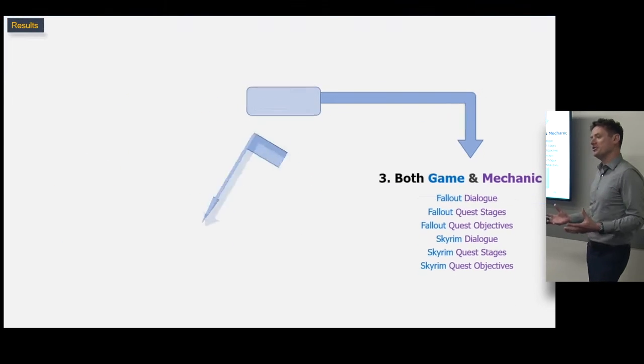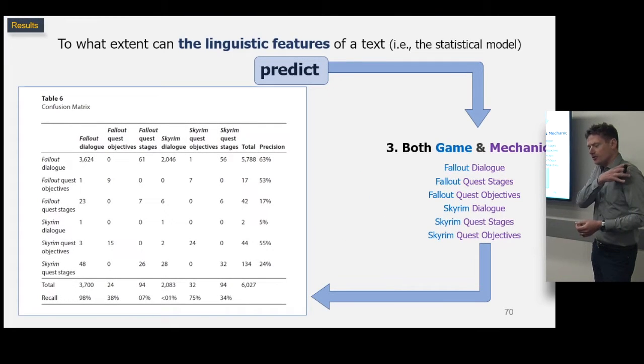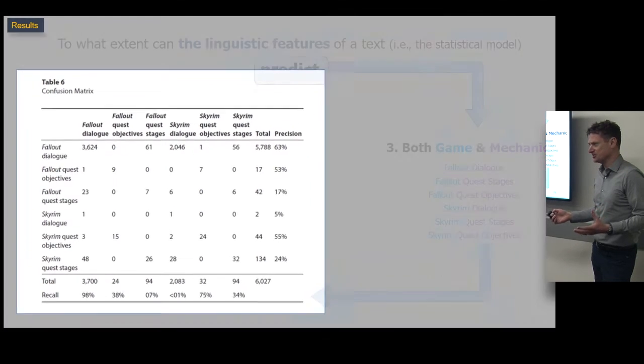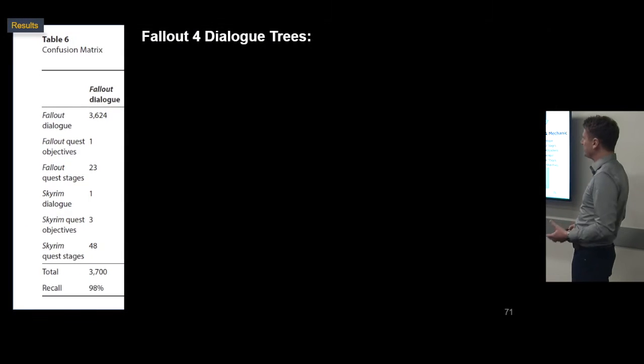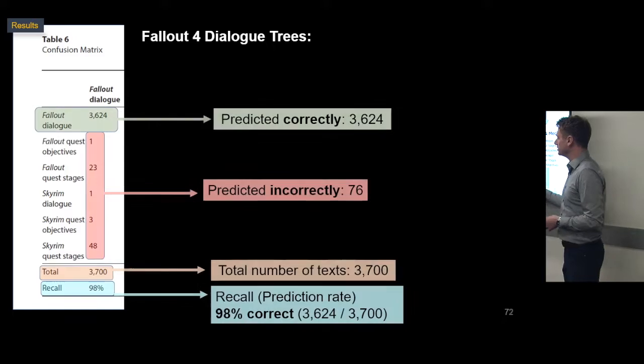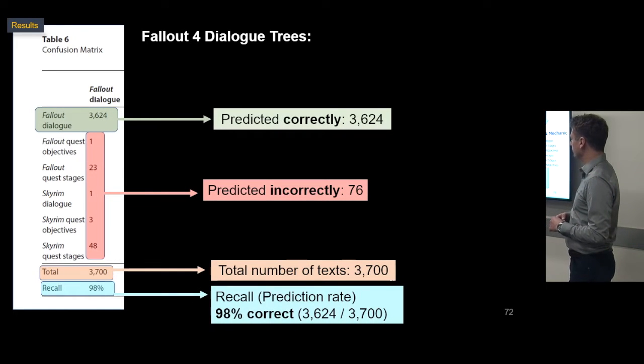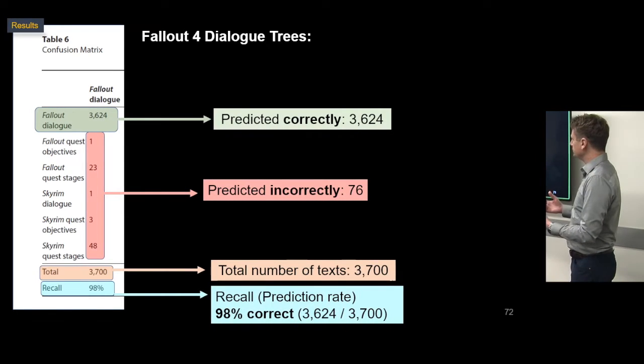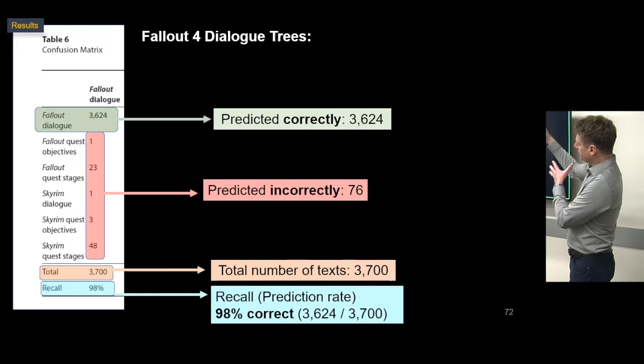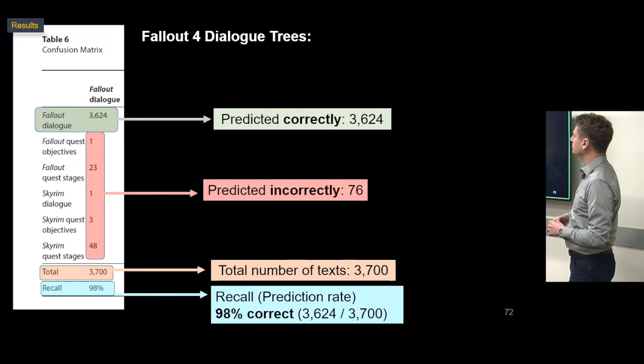The output that you get from a discriminant analysis is called a confusion matrix. And it's not because it's confusing to read, but because it shows how often the model itself got confused with its prediction. So we won't go through this in too much detail, but if we look at this first column here, this is the Fallout dialogue text. There were 3,700 texts that actually were from Fallout that belonged to this particular register, the dialogue tree.